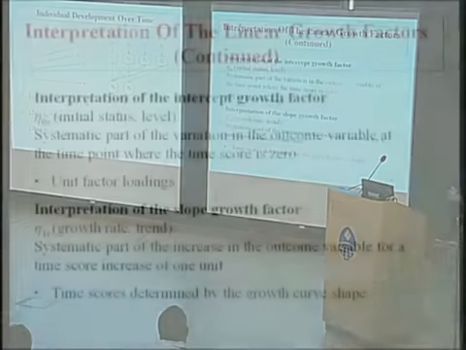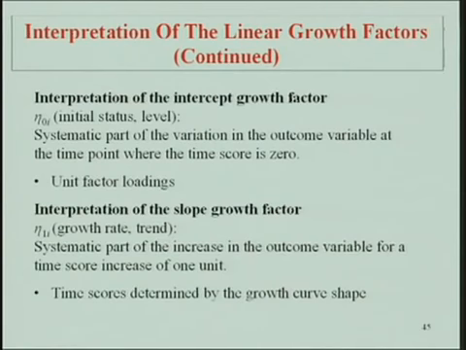In words, the interpretation of the intercept growth factor, initial status or level, is a systematic part of the variation in the outcome at the time point where the time score is 0. And as I alluded to when we came to the head circumference of mothers who drank, you can pick the time point at 0. That was called centering. It could be the starting point or the ending point after 36 months. And we'll show you exercises of that.